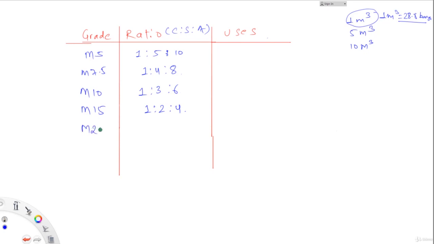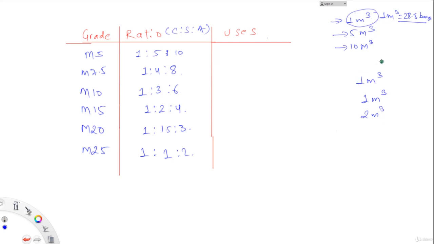So now you know what these ratios mean. After that we got M20. It has got the ratio of 1:1.5:3. M25 we have got 1:1:2. So if you see for M25, if you use 1 meter cube of cement, in that case you have to use 1 meter cube of sand and 2 meter cube of aggregate. So over here you can see that for M5, if it was 1 meter cube of cement, you have to use 5 meter cube of sand and 10 meter cube of aggregate.